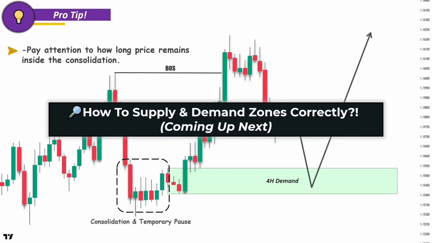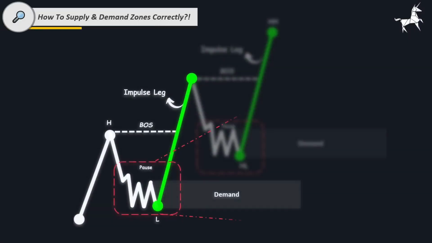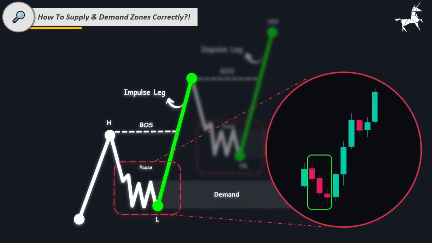To identify supply and demand zones correctly, focus on the origin of the impulsive move that caused the break of structure. This is the exact area where price aggressively moved away. In a bullish scenario, the final down close candle, or a series of consecutive down close candles, at the origin of the bullish impulse represents the demand zone.